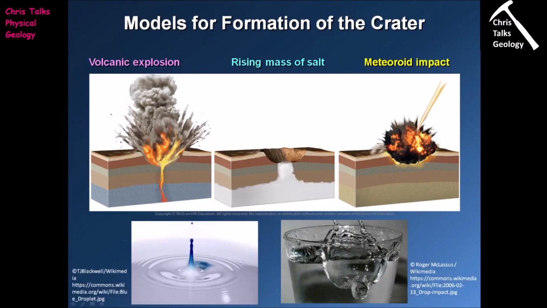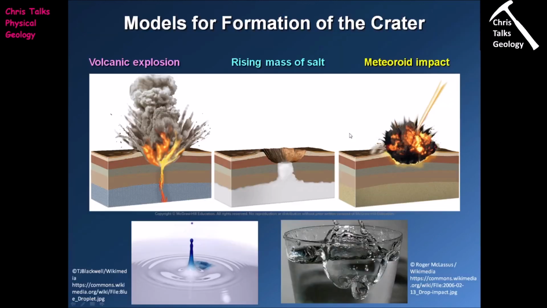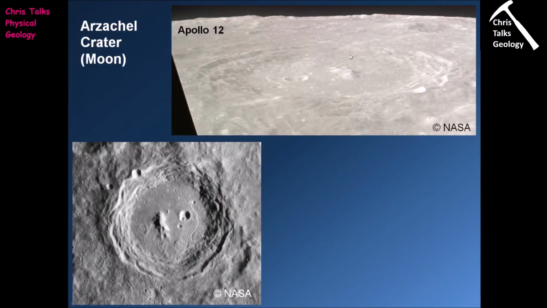If we go back to our picture of our drop of blue dye hitting our milk, well, there we go. We have this central feature right here. It's sometimes referred to as the center peak. And this is the result of essentially the crust behaving like a fluid. So it's bouncing back up in the middle of the impact, and we can see that right here in this picture. So it's behaving in the same way.